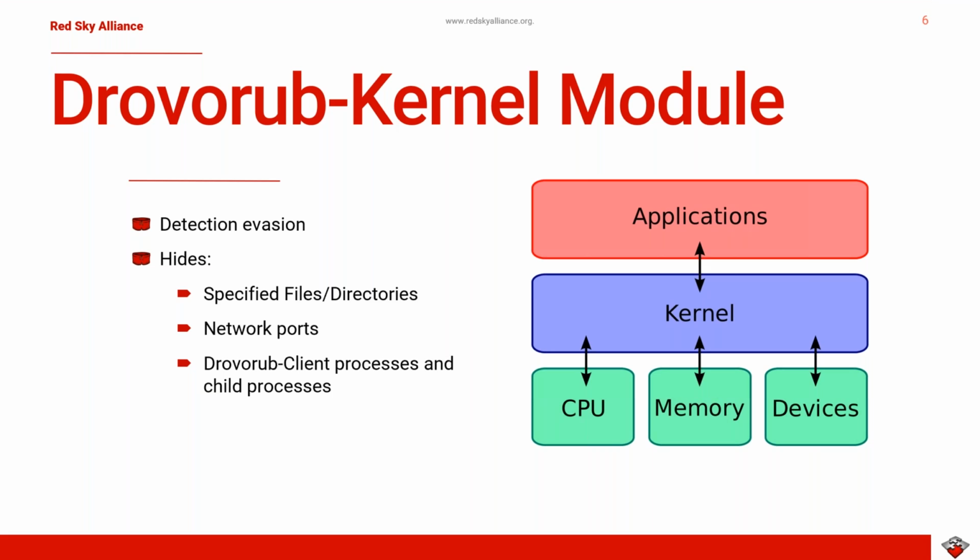The Drovorub kernel module sets up all the system call hooks that are needed for rootkit functionality. Then the client registers itself with the kernel module, which gives the module the ability to hide the client's running processes and executables on disk. If the Drovorub client is unable to communicate with the Drovorub kernel module, it will stop execution.